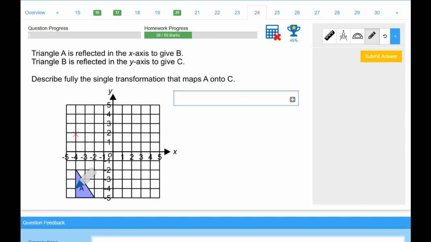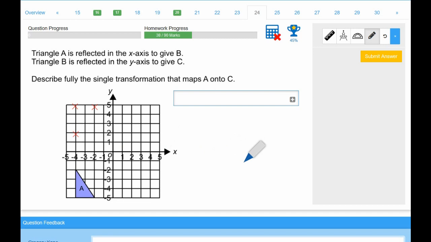This point is going to go 1, 2, 3, 4, 5 up. So 1, 2, 3, 4, 5 on the other side of the x-axis. And this point, 1, 2, 3, 4, 5, 5 up is going to look like that. Now I'm not asked to draw the triangle, so I'm going to just stick with those 3 vertices.